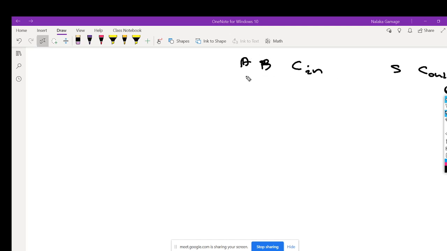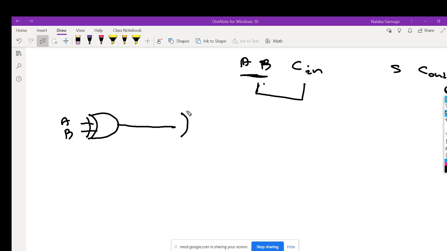Now, since I need to add three numbers, what I am going to do is first add these two numbers. Then that summation I am going to add with the other number, right? We know how to add two numbers, we have to use the XOR gate. So let's have an XOR gate here, right? So that is my A and B, right? Then I need another XOR gate because I am going to do another summation. For that I need another XOR gate.